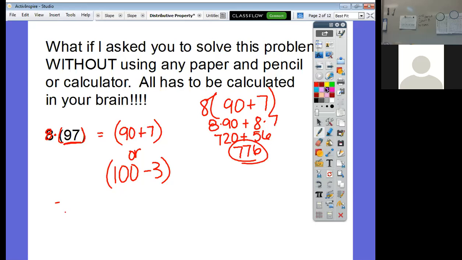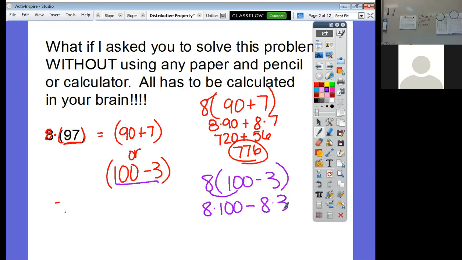Or you can use this. Break up 97 that way, which is even easier. So this would be 8 times 100 minus 3. Well, 8 times 100 minus 8 times 3 gives us 800 minus 24. Guess what? 776. So what I did is I broke up that number inside the parentheses into two numbers, and I just multiplied that outside number by everything on the inside. Okay, that's how I got it.